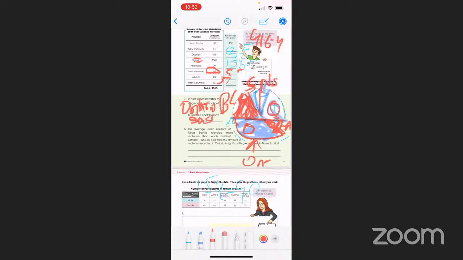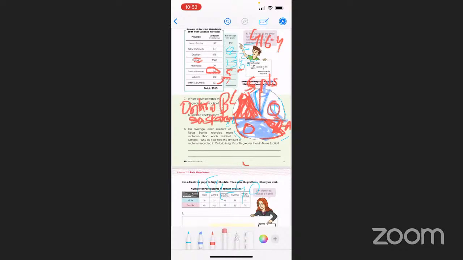Okay, so Saskatchewan. On average, each resident of Nova Scotia recycled more materials than each resident of Ontario. Do you think the amount of materials recycled in Ontario is significantly greater than in Nova Scotia? Okay, so the amount in Ontario is significantly greater than Nova Scotia.